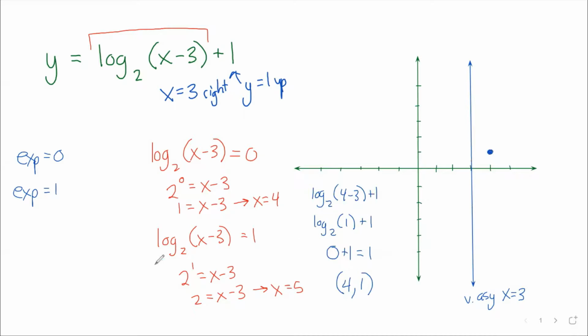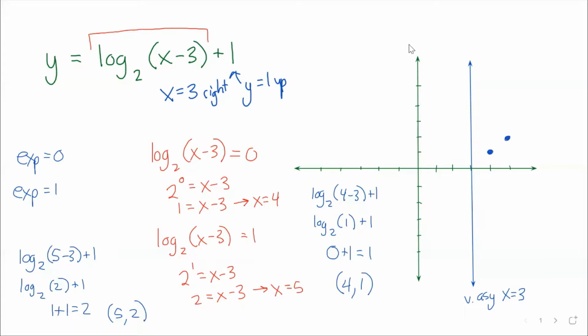And then let me do our second point. I'll do that over here. So that's when x equals 5. So we have log base 2 of 2 plus 1. This is 1. We made it that way on purpose. So 1 plus 1 equals 2. And we have this point 5, 2. So I'll put that on there.